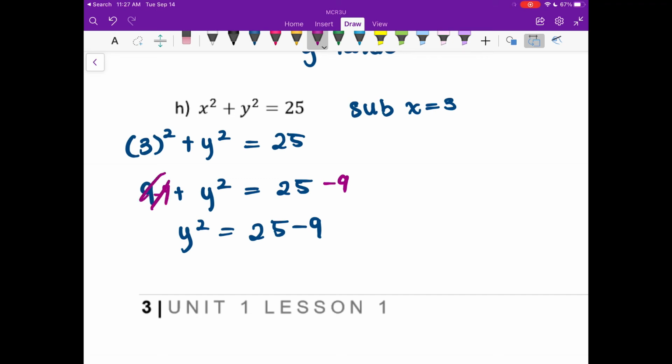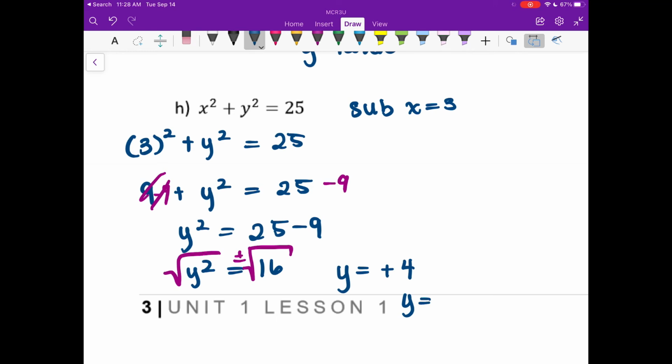Just so you can see that. Then I'm left with y squared equals 25 minus 9, which is just 16. And I'm going to square root the y because I want to get it on its own. So I'm going to square root the 16. And the thing to remember here is when you're square rooting something, it's always plus minus, because technically if you did negative 4 squared, you'd get 16. Positive 4 squared also gives you 16. So you need to make sure you're doing the plus minus. So y is either negative 4 or positive 4.